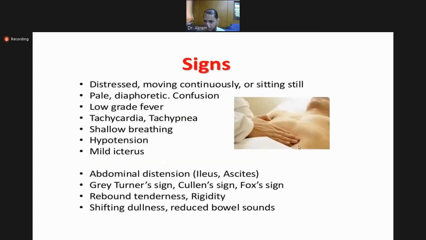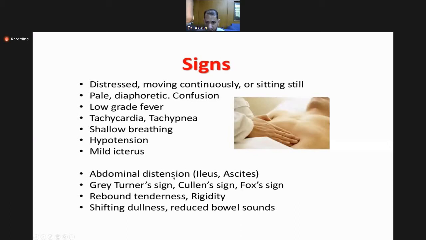This is the examiner. When you palpate, you find there might be a mass that starts from the epigastrium and extends up to the left hypochondrium, involving the hypochondrium and epigastrium, with a distended abdomen, tender, and these are the signs. The patient will look pale, confused, fever, tachycardic, tachypneic, shallow breathing, hypertensive, jaundice, abdomen becomes distended, and these are the signs. What is Grey Turner and Fox sign?